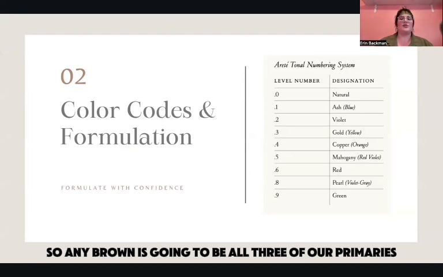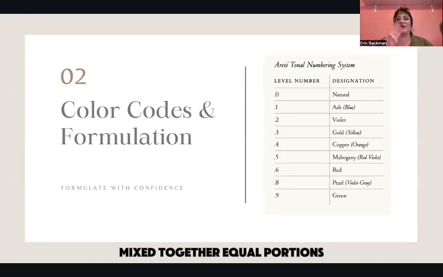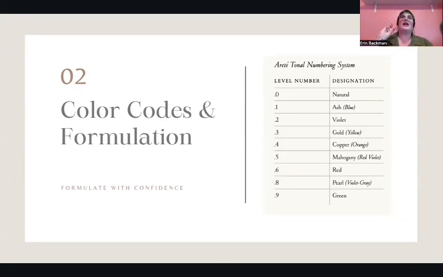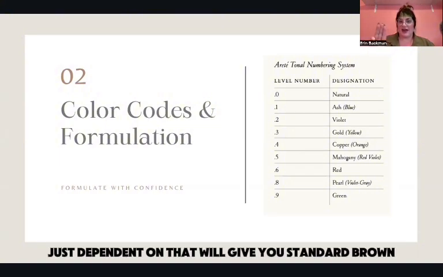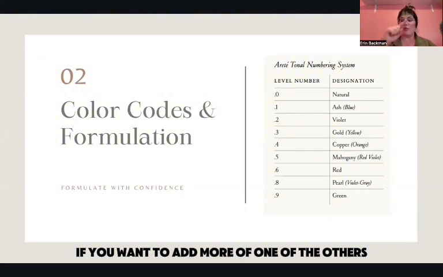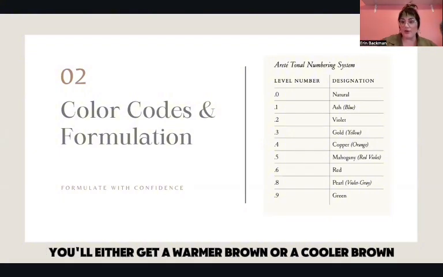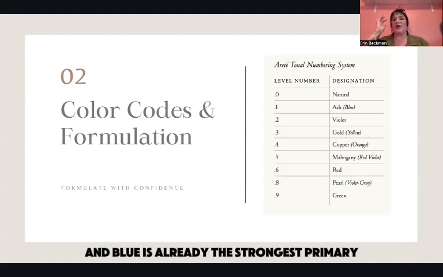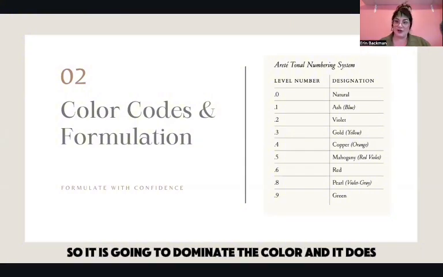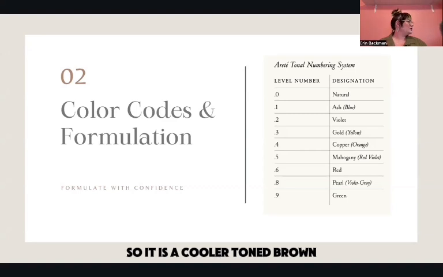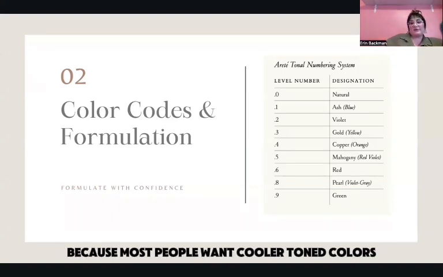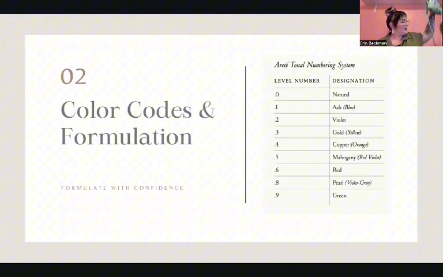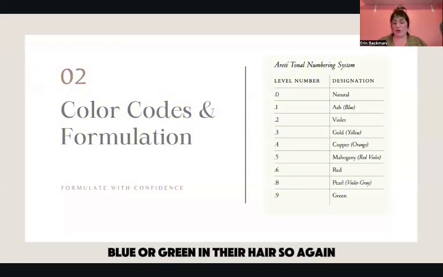So any brown is going to be all 3 of our primaries mixed together, in equal portions. Just dependent on that will give you standard brown. If you want to add more of one of the others, you'll either get a warmer brown or a cooler brown. The 0 has a little bit more of the blue in it, and blue is already the strongest primary. So it is going to dominate the color. And it does. So it is a cooler toned brown because most people want cooler toned colors.